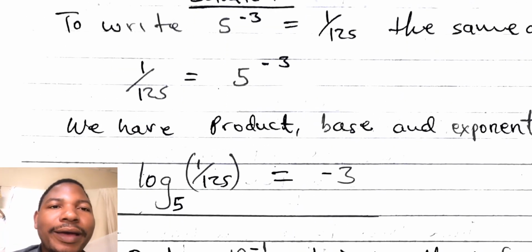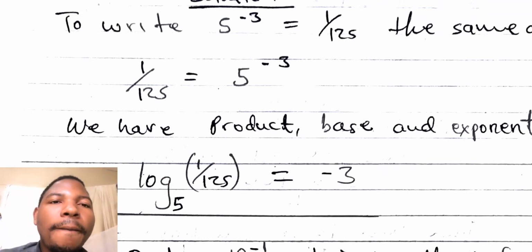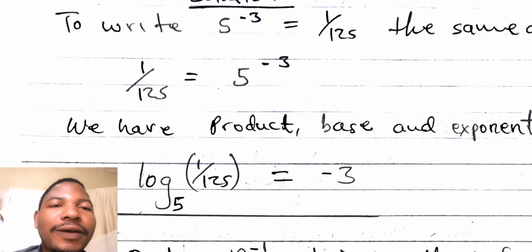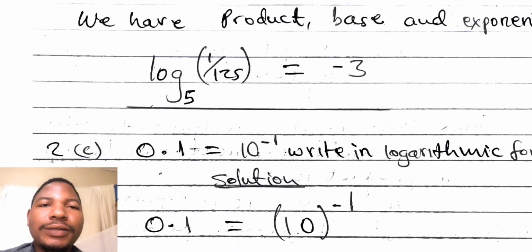So from there, log product. This is our product. What is the base? Base is 5, is equal to exponent -3. It is over. Very simple.